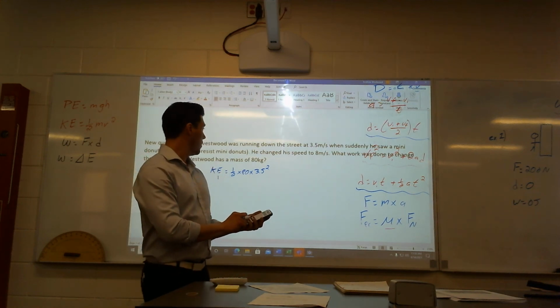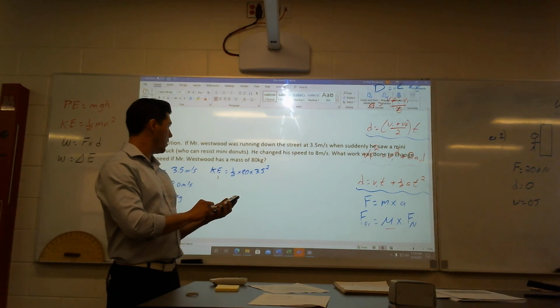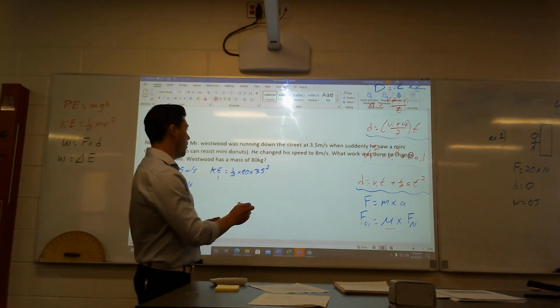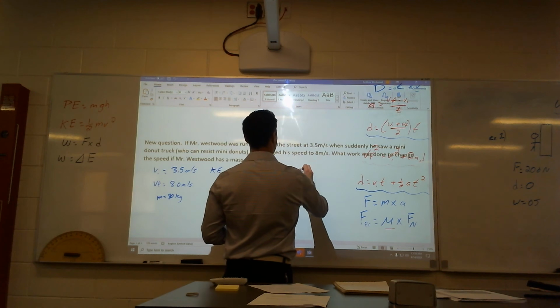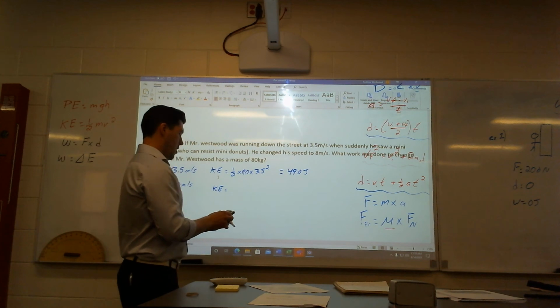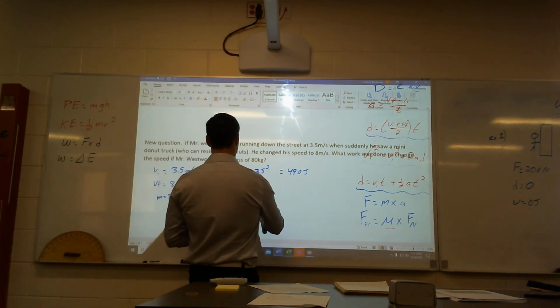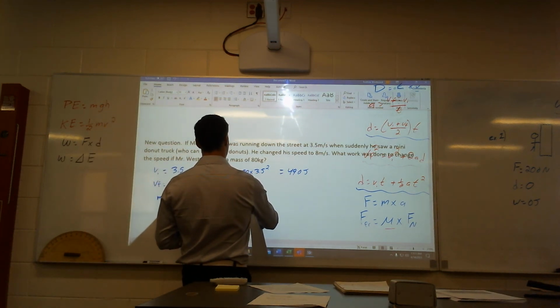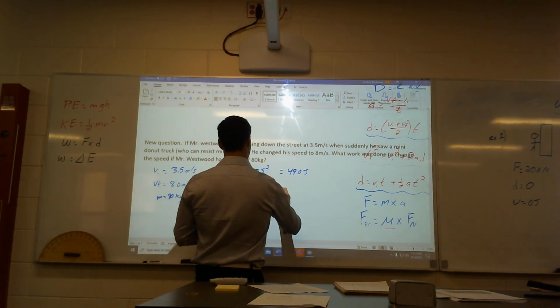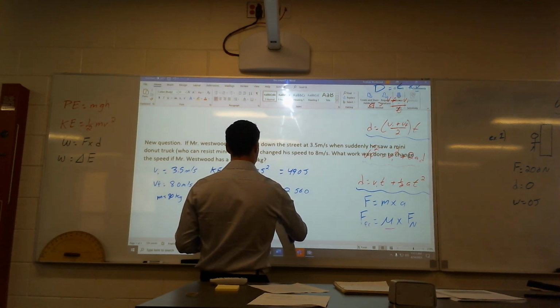So let's do that. 3.5 times 3.5, times 80, divided by 2. So I get 490 joules right here. Let's find my kinetic energy at the end. I'm going to go 8 times 8 times 80, by 2. So 1/2 times 80 times 8 squared. This gives me 2,560. So what is my change in energy?